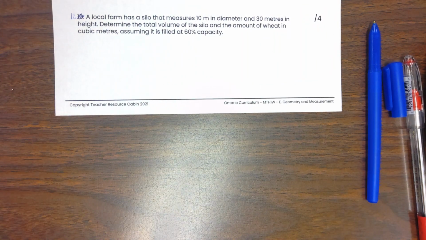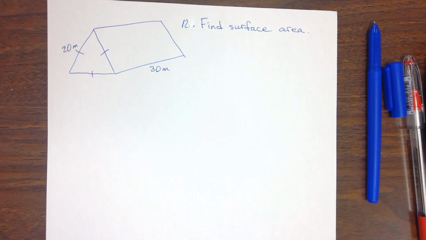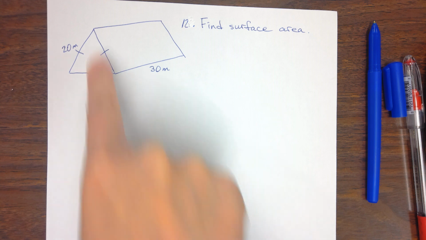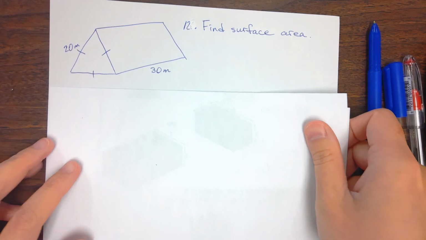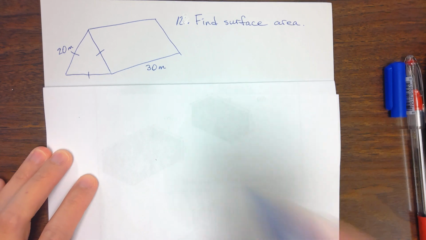Okay, and the last question. Where did I put it? Here. Number 12. Okay, this one. It's simply a question that asks you to find the surface area of this. What do you call this shape? Simon, what do you call this shape? Okay, more specifically, with three sides equal. Right, equilateral triangular prism.